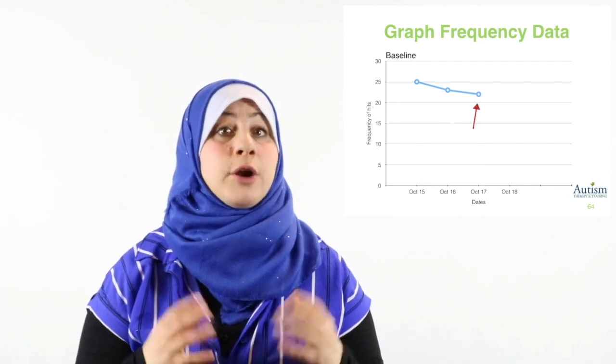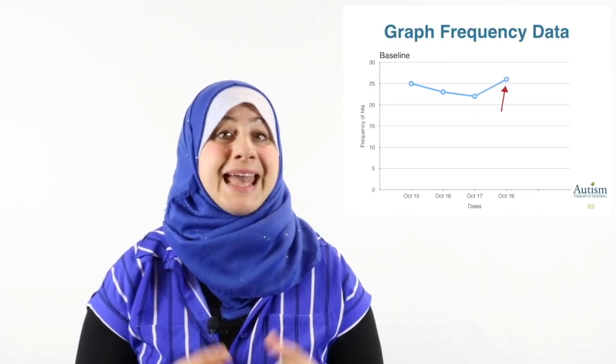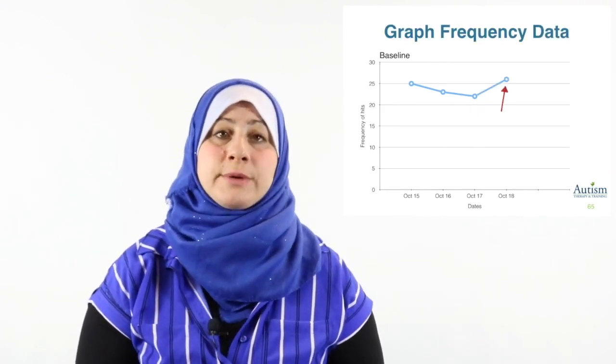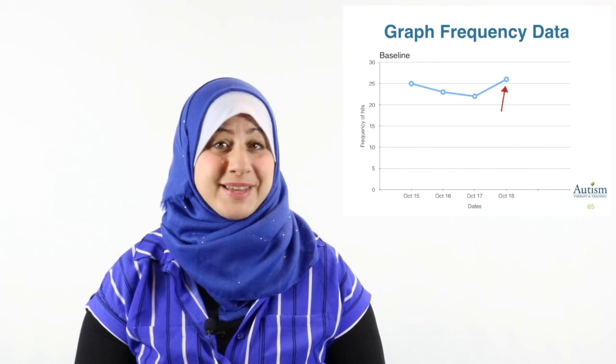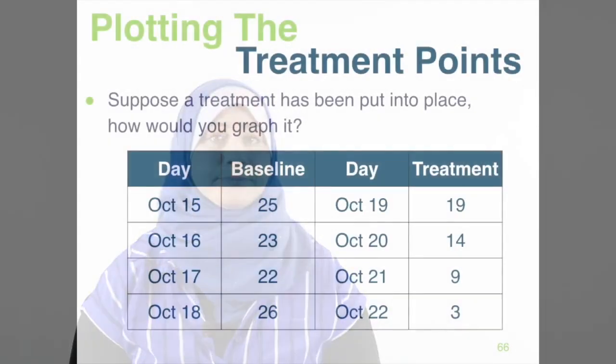The next point plotted is 22 on October 17th. And lastly, 26 on October 18th. So your graph should look something like this by the end. Is that what you got? So now let's plot some treatment points. I've given you some data here, 19, 14, 9, and 3. What would your graph look like? Take a moment to graph this and see if your graph looks similar to the next slide.